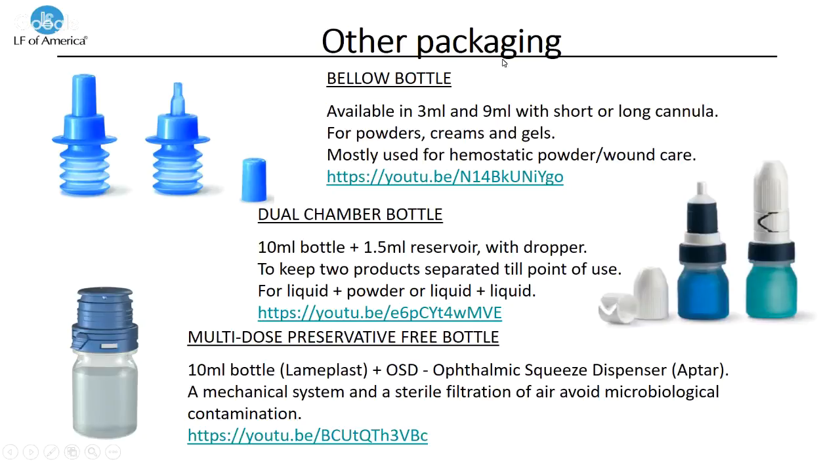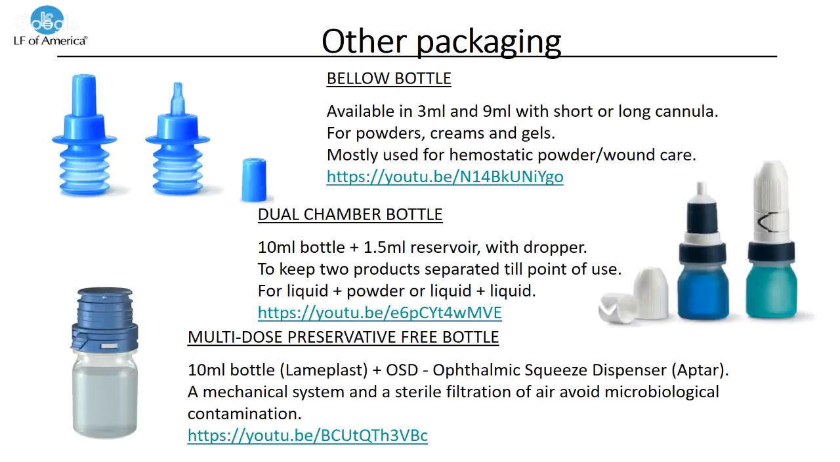The second packaging that you see here is a dual chamber bottle. Basically, this packaging allows to have 2 products that stay separated till point of use. The way it works, you have a 10 ml bottle, and you have a 1.5 ml reservoir on top. The 2 products stay separated by a polyethylene membrane.